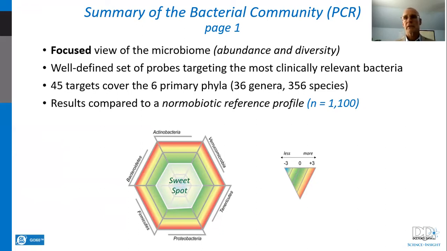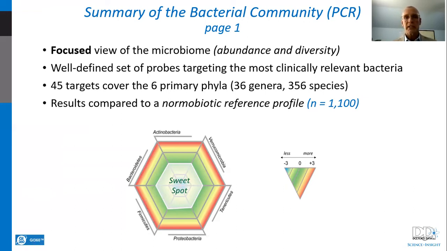So we have a very, very large database for normal biosis. So what we do is we plot the results from the probing of the patient's microbiome on a hexagon indicating the 6 primary phyla. And then in the center here, you see this white spot that we call the web. In this case, it's the results for the patient, a very, very healthy patient.